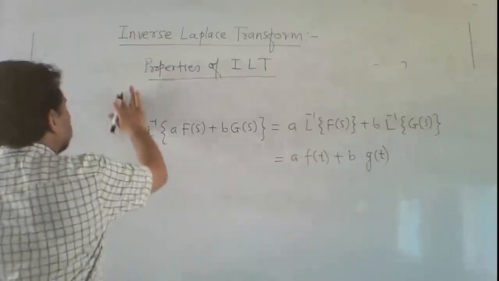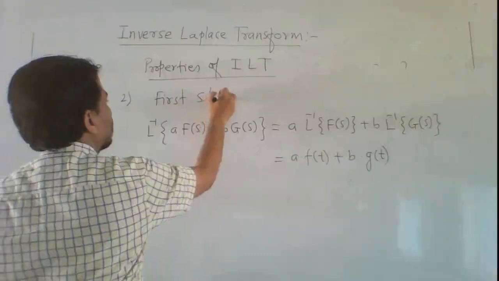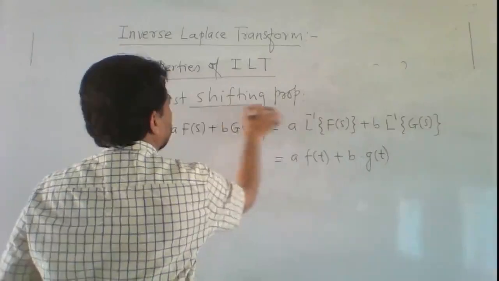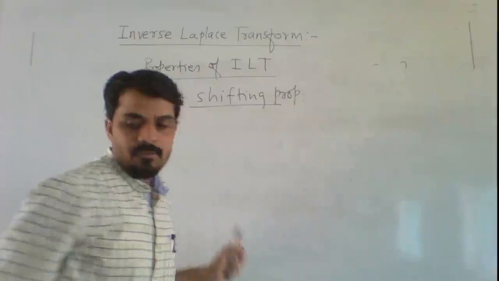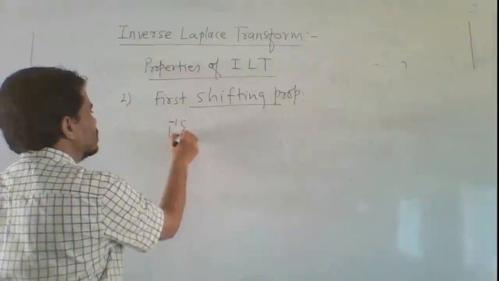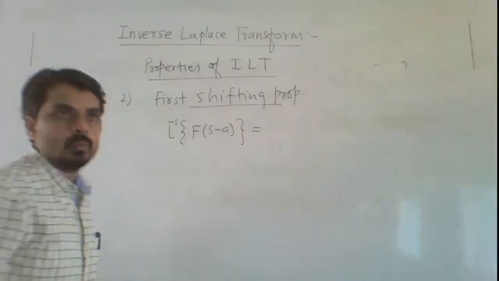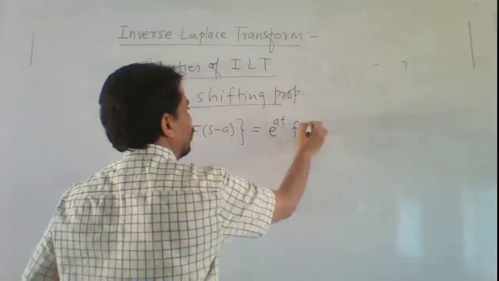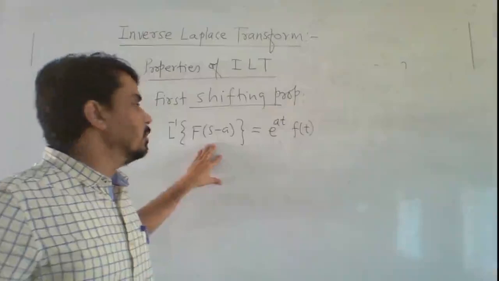Then second is the first shifting property. If inverse Laplace transform of F of s is equal to f of t, then inverse Laplace transform of F of s minus a is equal to e raised to the power at f of t. This is the first shifting property of inverse Laplace transform. This is a very important property.